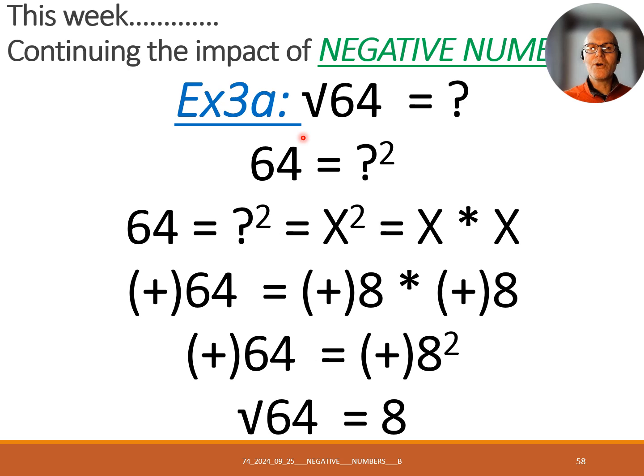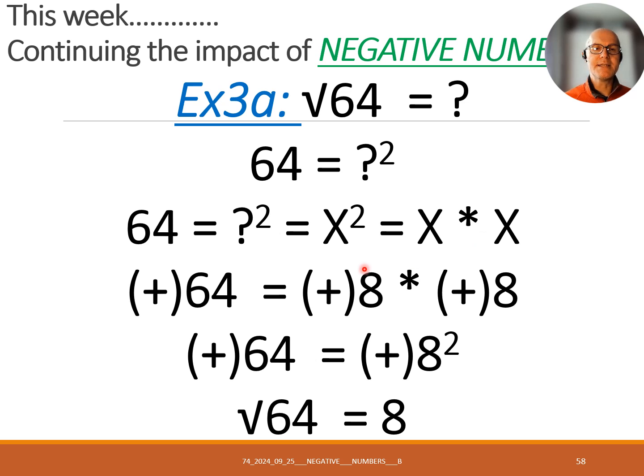Let's look at the square root of 64. What is the square root of 64? Is it a negative number or is it a positive number? Square root of 64 is the same as 64 equals question mark squared. We're trying to find out question mark. Question mark squared we can think of as x squared. X squared is x times x. So which number times itself equals 64?